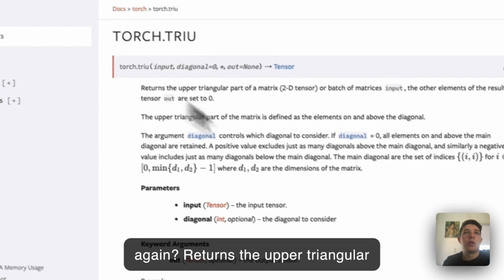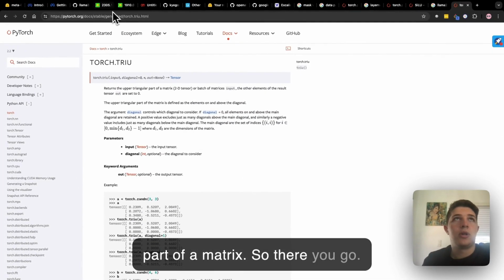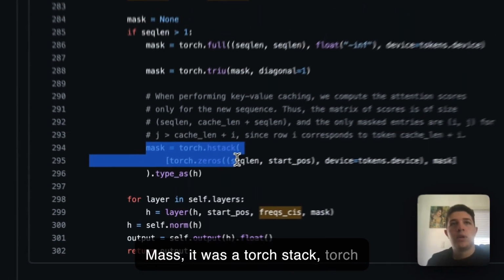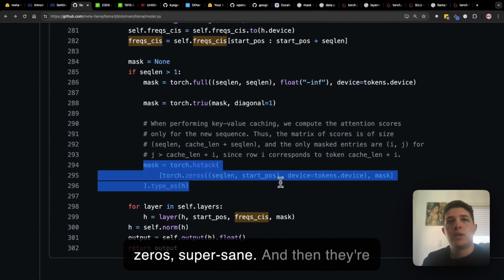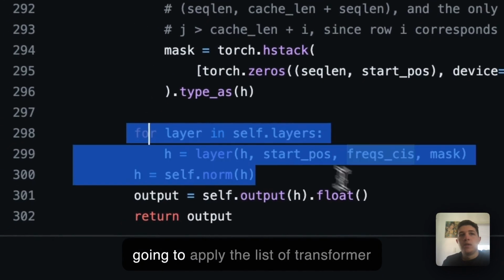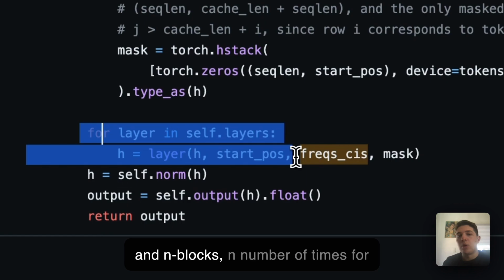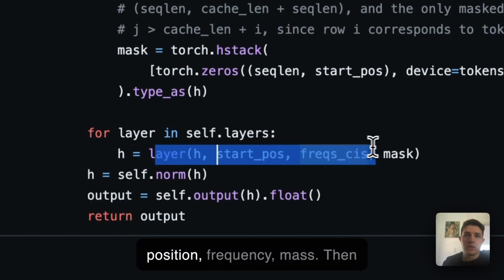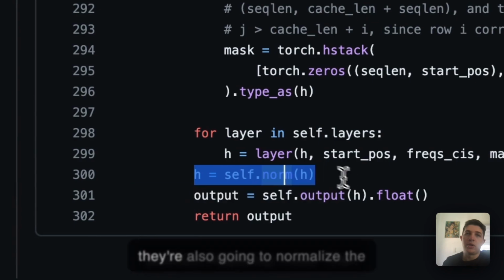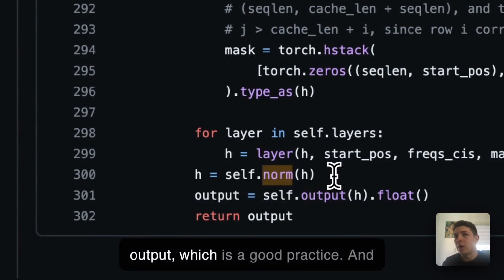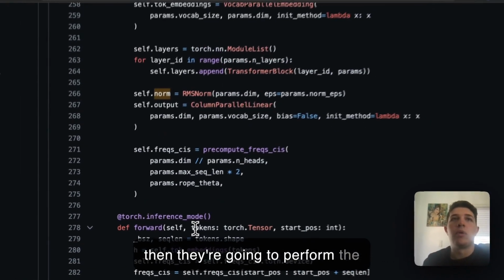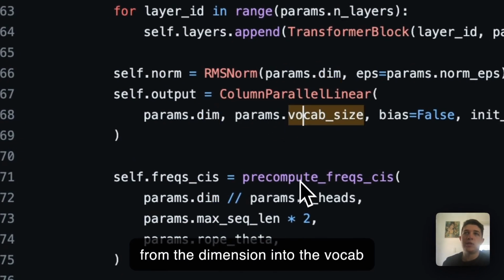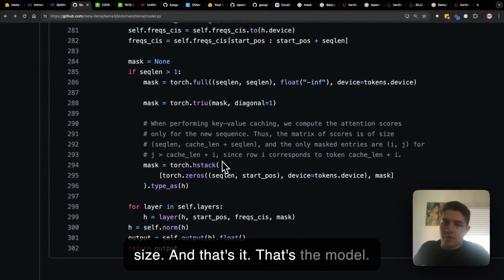Returns the upper triangular part of a matrix. So there you go. Mask equals the torch stack, torch zeros sequence length. And then they're going to apply the list of transformer blocks n number of times for the number of layers, each with start position, frequency, mask. Then they're also going to normalize the output, which is a good practice, and then they're going to perform the output, which is going to be a linear from the dimension into the vocab size. And that's it. That's the model.